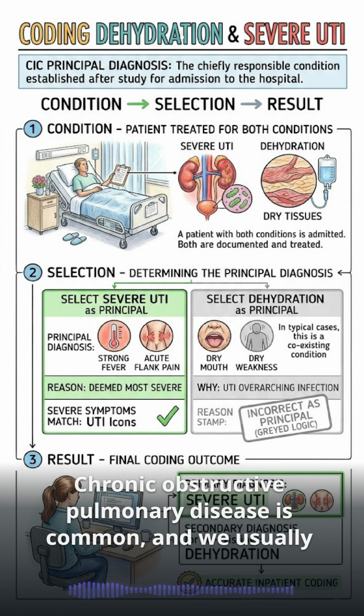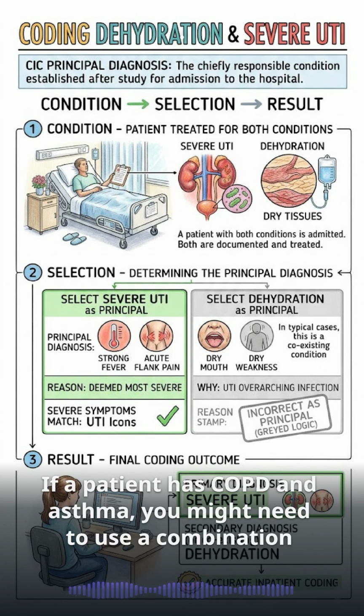Chronic obstructive pulmonary disease is common, and we usually just call it COPD for short. If a patient has COPD and asthma, you might need to use a combination code. Always read the doctor notes carefully, because they might link two breathing problems directly together.